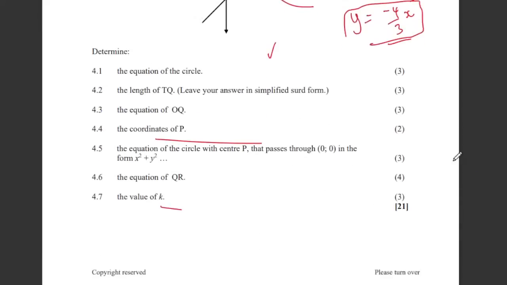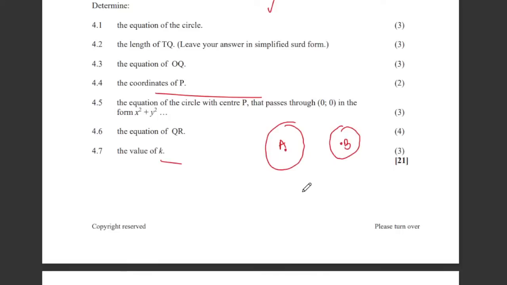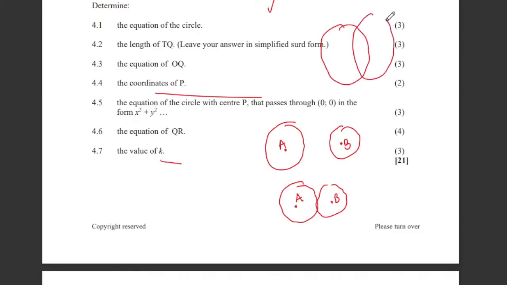But before I leave it, there is this question that talks about two circles. Let's say we have two circles: this circle with center A, and another circle that is B. The question can ask you to prove whether these circles are touching at one point, at 2 points, or not touching at all. Let me have another scenario here where the circles are touching at 1 point, and a last scenario where the circles are touching at 2 points.